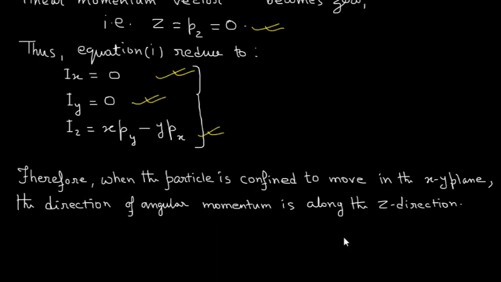Therefore, when the particles are confined to move in xy plane, the direction of the angular momentum is always the z direction, always along the z direction. Let us move to the next problem.